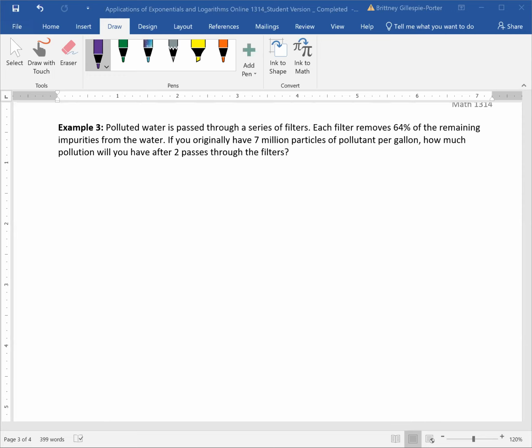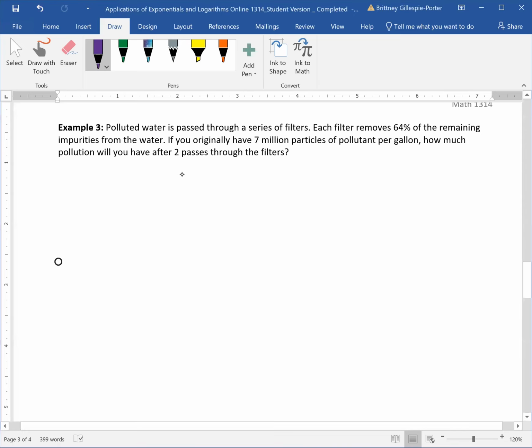In example number 3, we have polluted water passing through a series of filters. Each filter removes 64% of the remaining impurities from the water. So we're doing a decrease. If you originally have 7 million particles of pollutant per gallon, how much pollution will you have after 2 passes through the filters? Because this is not a nature-based application, man has something to do with it.